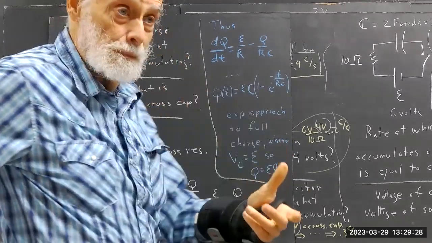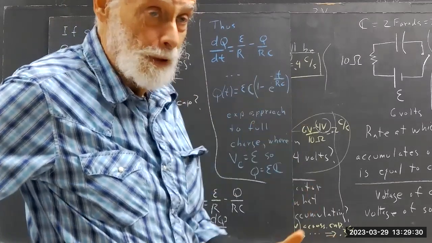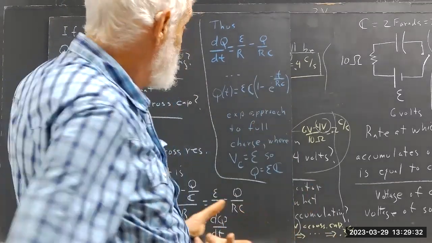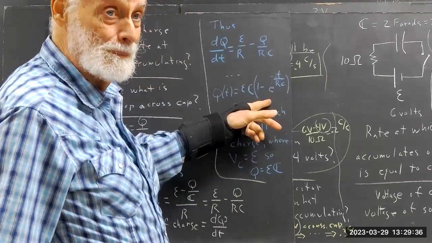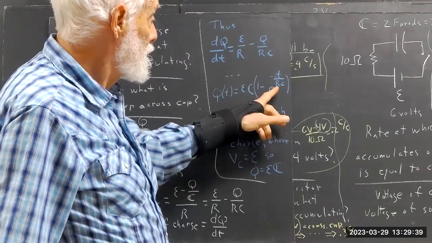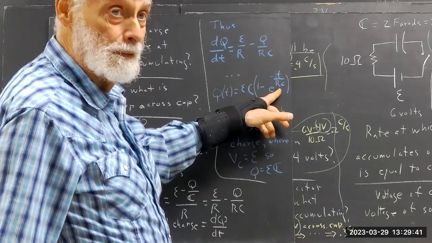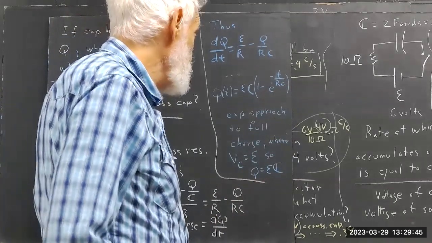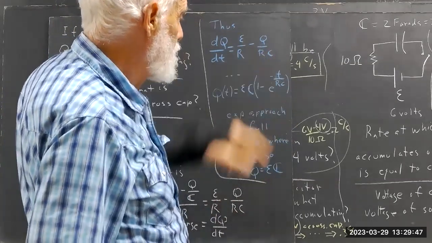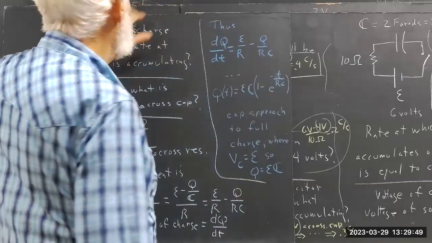Relevant to what we're going to be observing in lab next week. We're going to observe this exponential decrease, which is going to allow us to determine RC for any circuit. So let's look at the mathematics, what that e to the negative t over RC tells us.